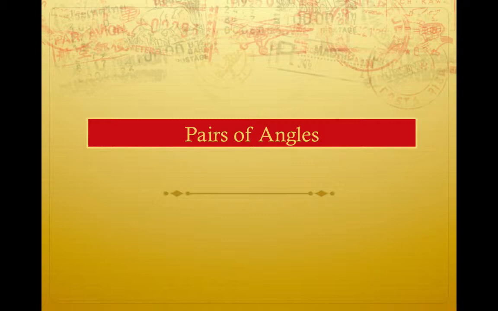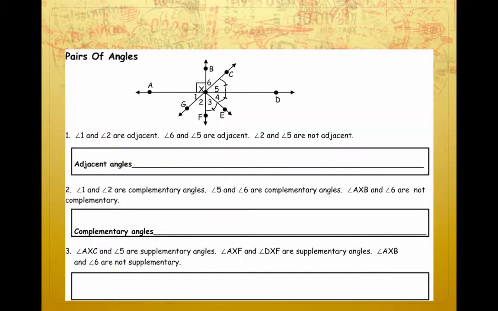So we want to look at pairs of angles, which is how angles are related to each other or not. Okay, so here's the first thing. We have this whole mess of angles up there. Okay, so 1 and 2, it says, are adjacent. So this is just being told to you.